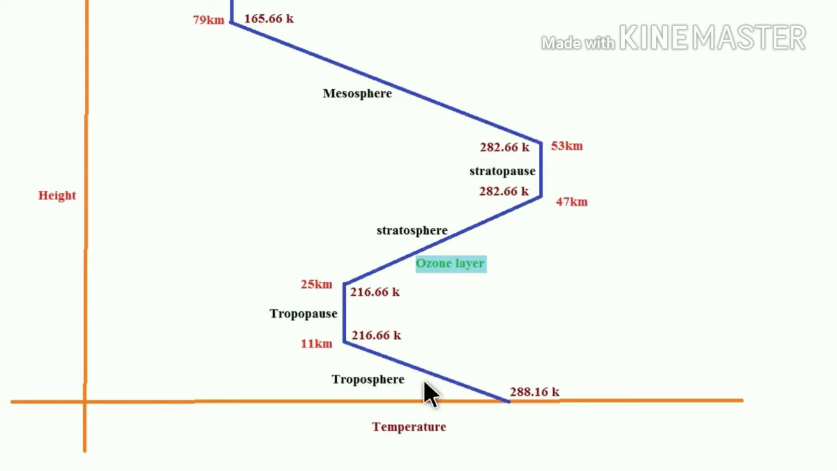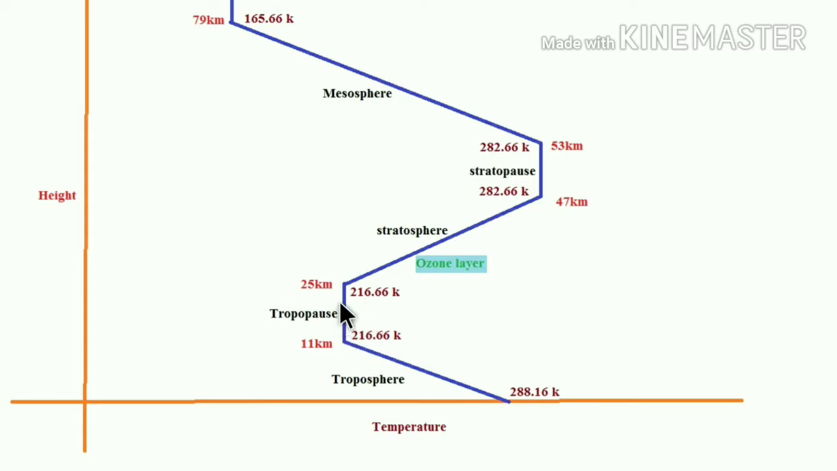Now the second is the tropopause. Tropopause means temperature will not change, or in other words the lapse rate will be 0, temperature will be constant. So 11 to 25 kilometers, this region is called tropopause. So 216.16 to 216.66 Kelvin will be the same temperature up to 25 kilometers.